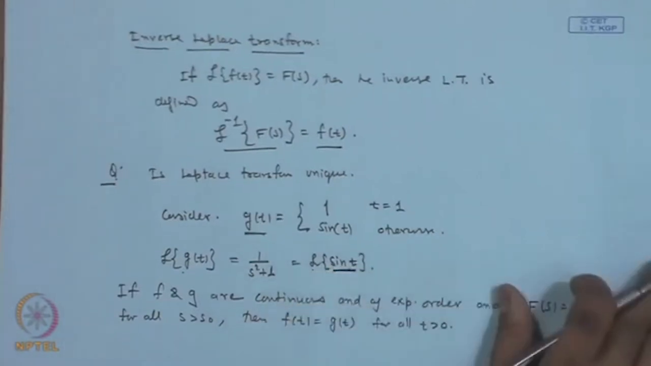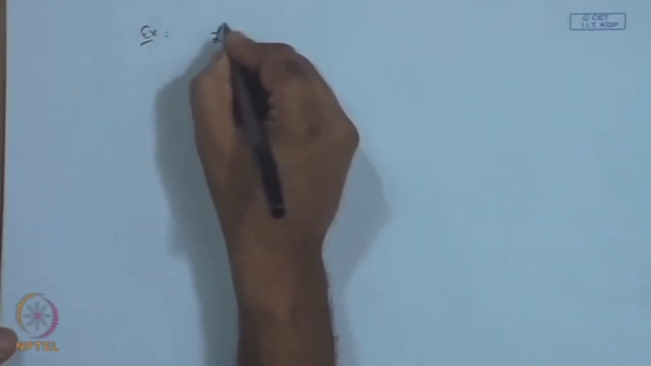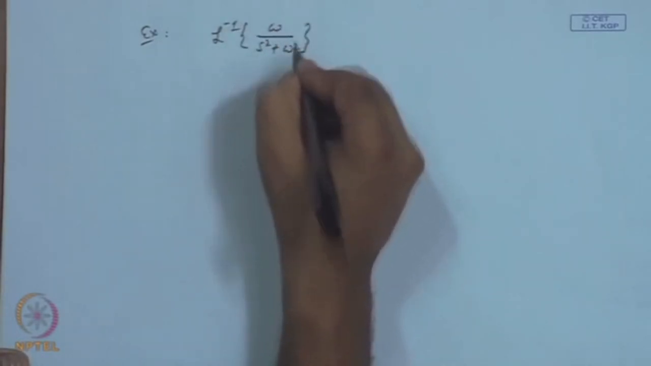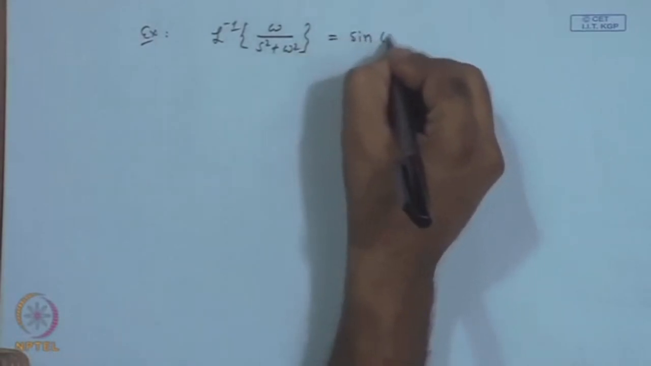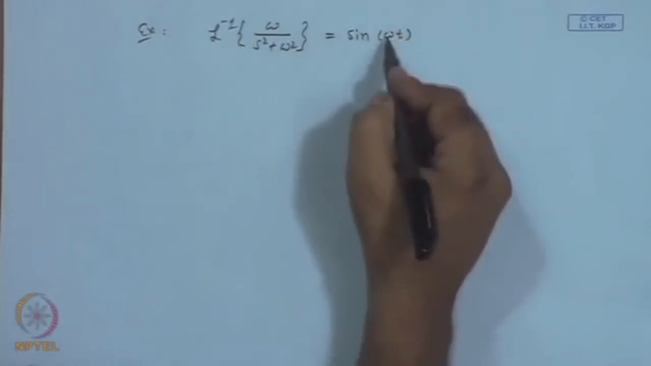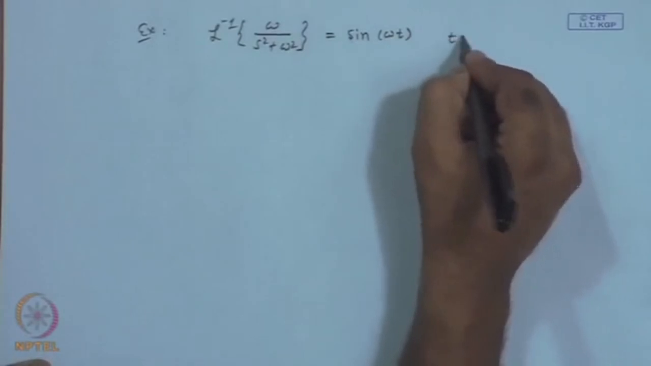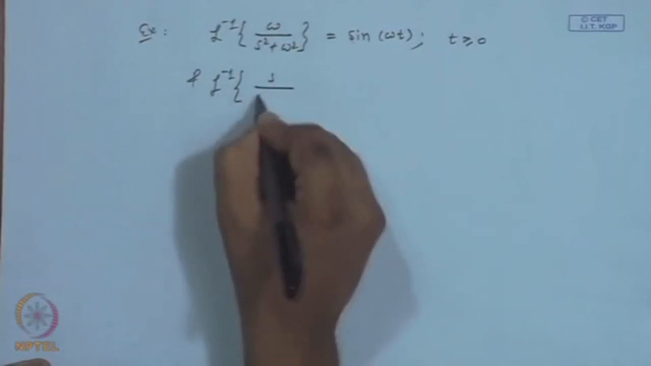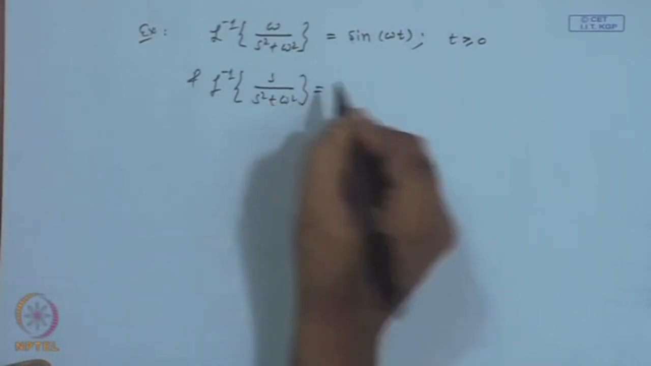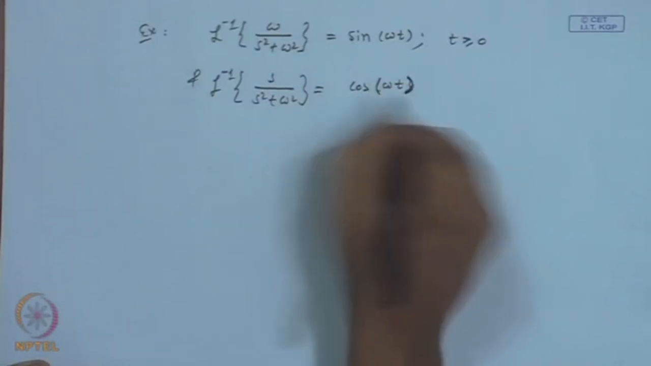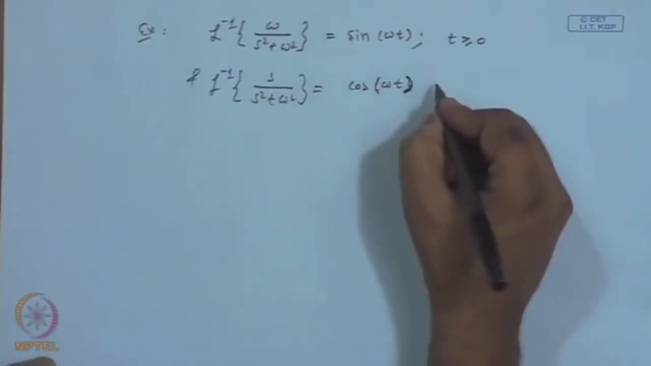So with this, if we want the Laplace inverse of omega over s square plus omega square, we can simply write sin omega t, because this is the only continuous function which has this Laplace transform. And if we want the inverse Laplace transform of s over s square plus omega square, we can simply write cos omega t, because we know that the Laplace of cos omega t is s over s square plus omega square.